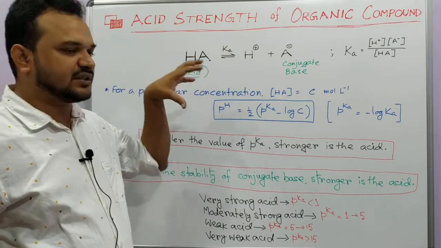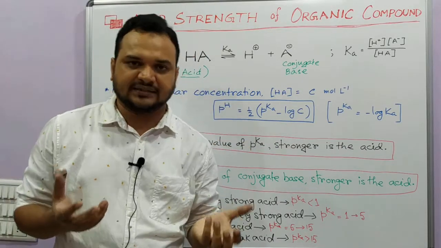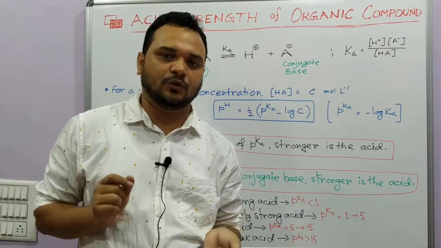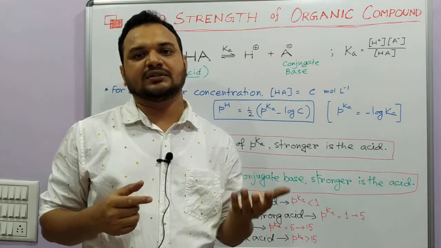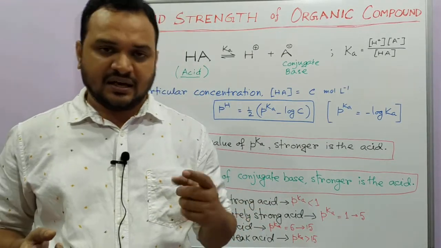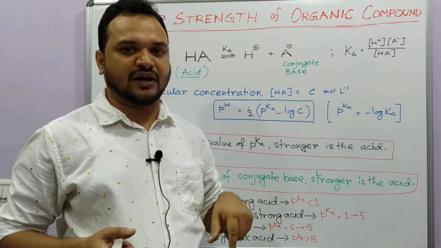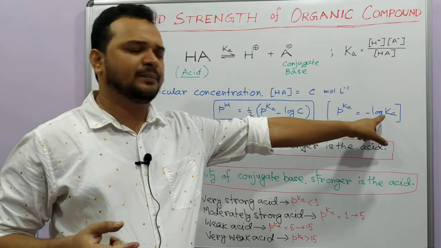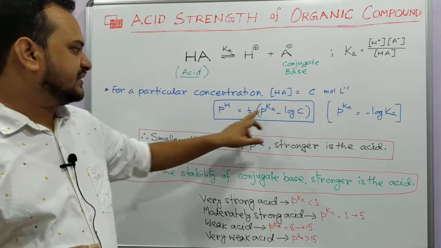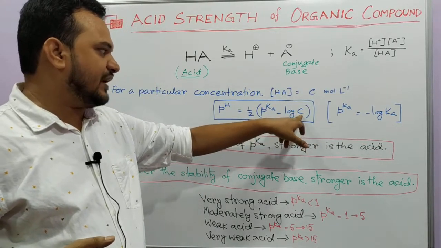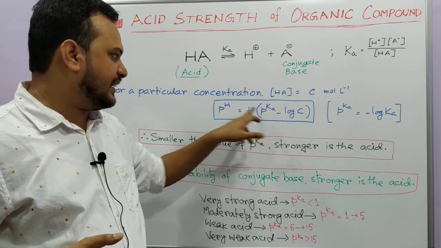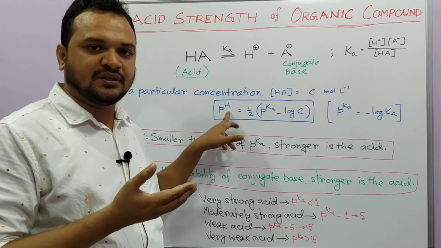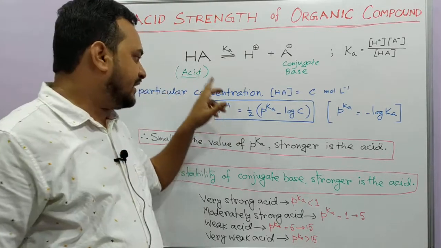So if we fix the concentration, suppose I have two acids, one is A, another is B. So I fix the concentration of both of them as C mole per liter. So the one which gives you greater concentration of H plus will be the stronger acid. Greater concentration of H plus means less value of pH, and pH is related with pKa value like this, where pKa is simply minus log Ka. So from this equation it is clear, if we fix this C value, greater the value of pKa, greater will be pH, and hence weaker will be the acid. Because less the value of pH, stronger is the acid, greater the value of pH, weaker is the acid.